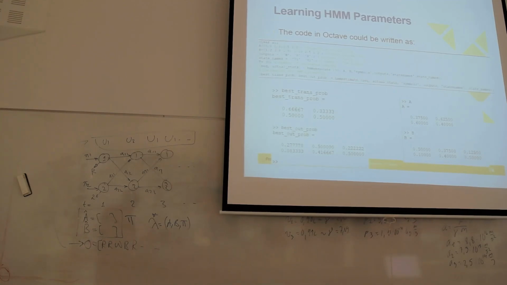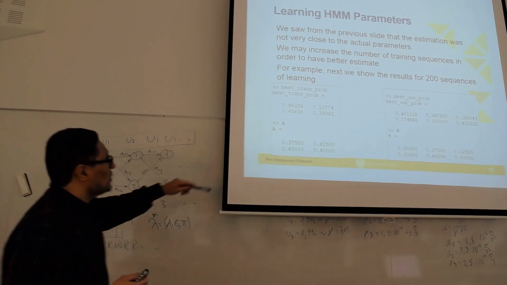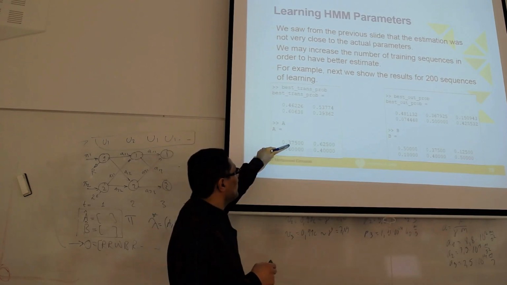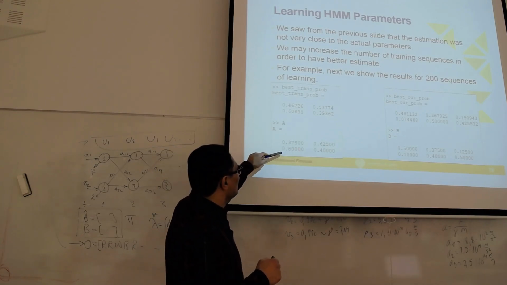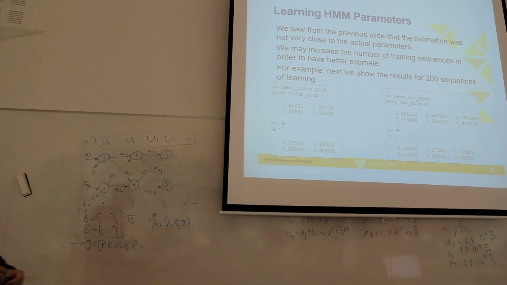Okay. So this is the way that we can build our function based on that. In the second one, I increased to 200 sequences of learning, and then we can see there is some improvement in the result. So you can see the best transition probability estimate becomes 0.46, here it is 0.37, 0.5, 0.66, and this is 0.60, 0.39, so it becomes much better. And for the output probability, it becomes quite good as well. So the more sequences you have, the better learning result you will obtain.